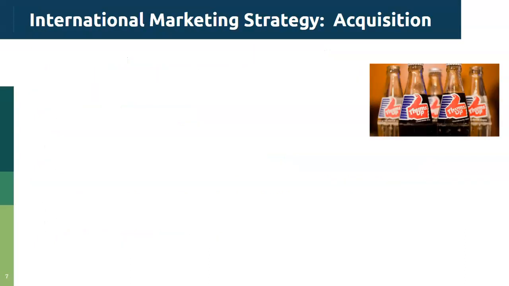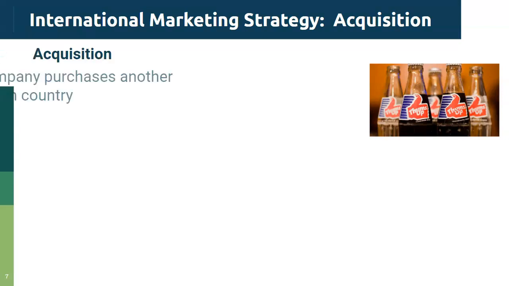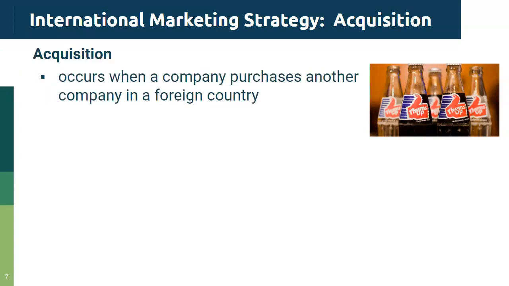Okay, let's get into some international marketing strategy. So we'll start with acquisition. Acquisition is a fancy word for when one company purchases another. Acquisition's a fancy word for buying, basically. So purchases another company, and then in the international realm, we're talking about doing this in another country.